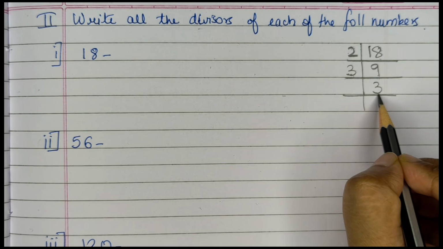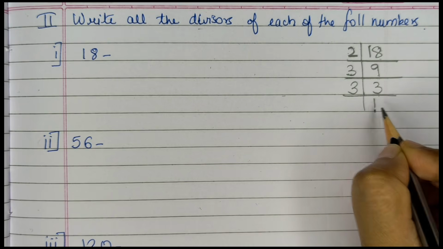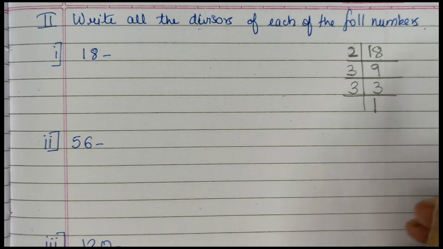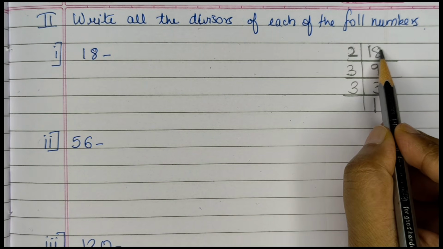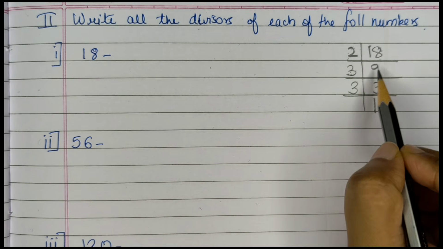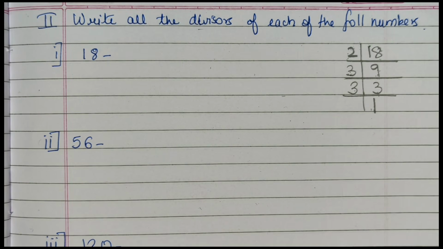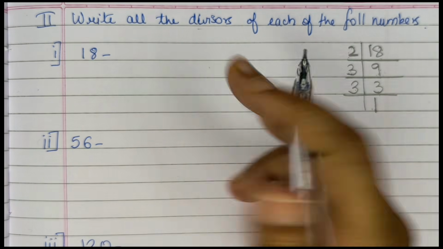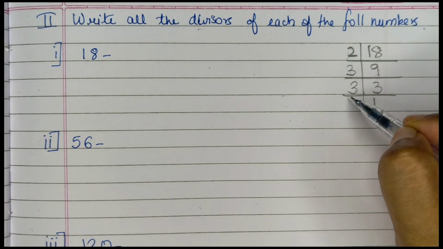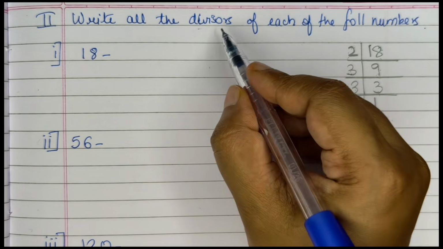Again 3 is a prime number. It doesn't go in any table. So it is 3 1s are 3. Understood? 2 9s are 18, then 3 3s are 9 and then 3 1s are 3. Now see how to write the prime factors. Okay, not the prime factors. The prime factors are only this: 2 into 3 into 3. But we don't want all this. We want all the divisors.